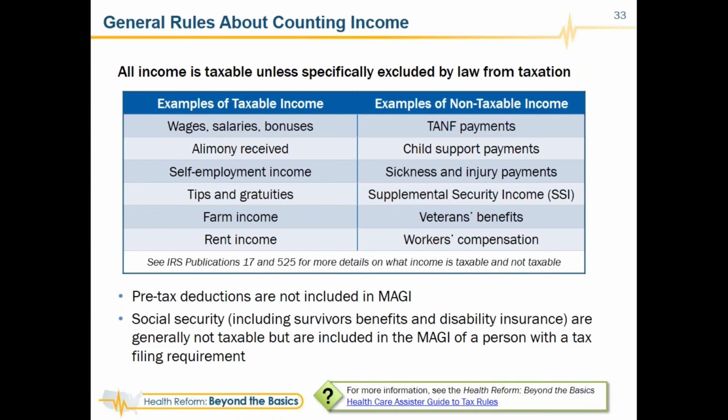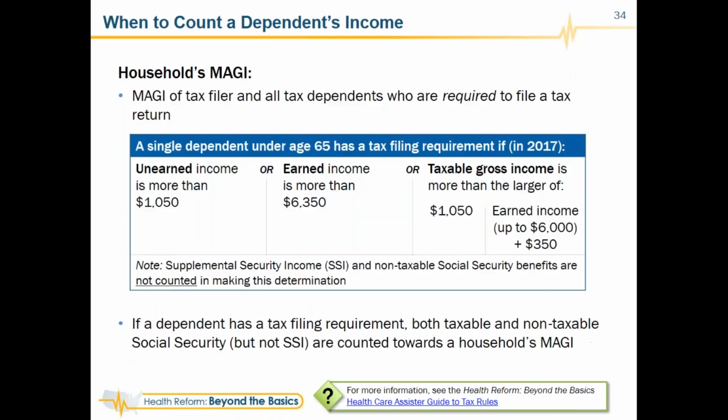Pre-tax deductions are not included in MAGI. So let's say that one person in the family gets health insurance via their job. They have maybe a pre-tax deduction that's related to their health insurance. That is not going to be included in MAGI. So you're really looking at box 1 in the W-2 essentially. Social Security, including survivors benefits and disability insurance, are generally not going to be taxable, but they are included in MAGI of a person with a tax filing requirement. Social Security might be taxable if they also have other income.